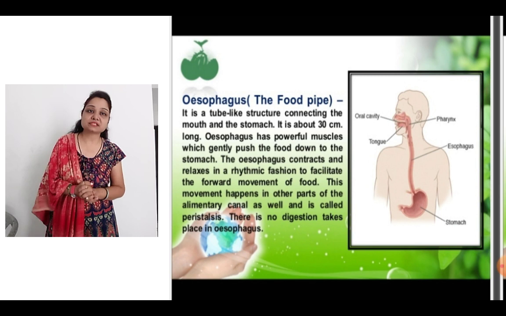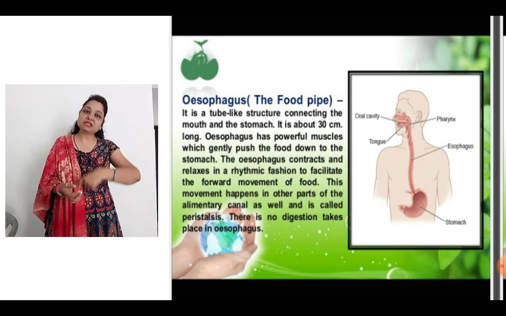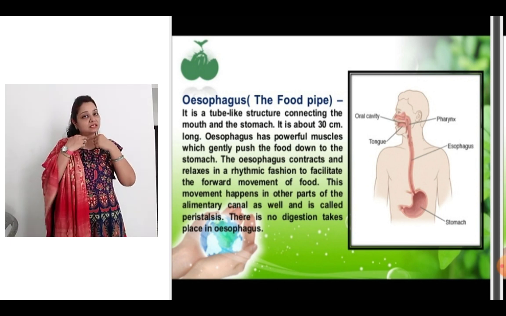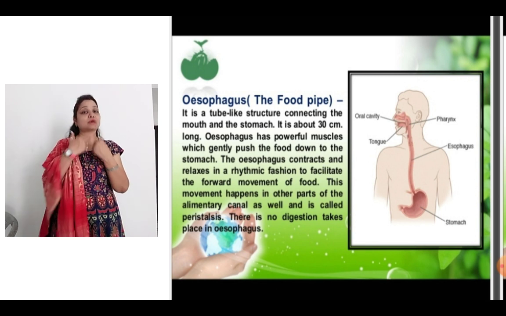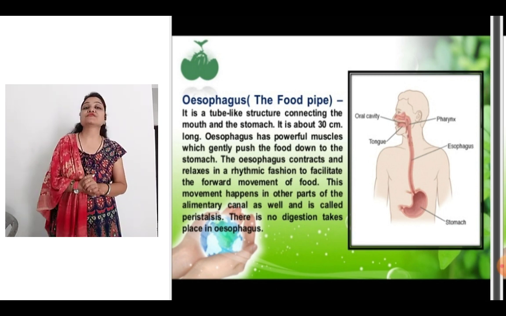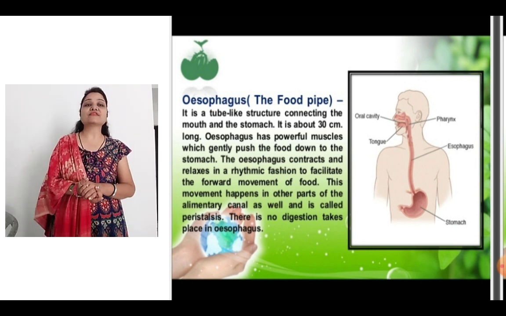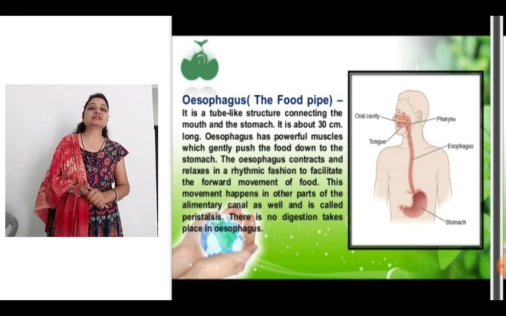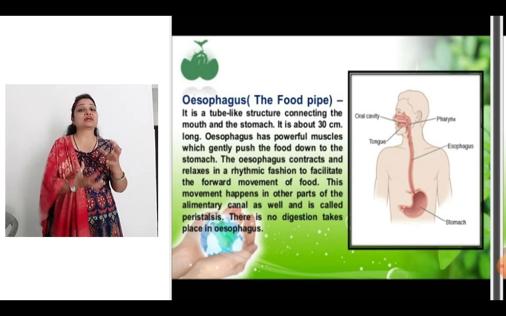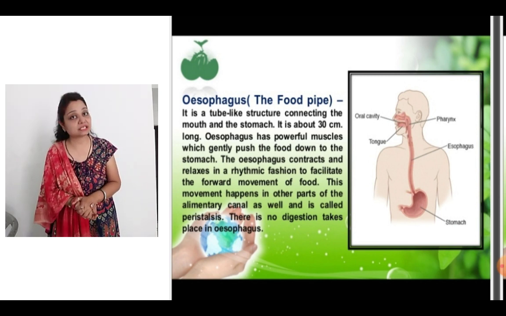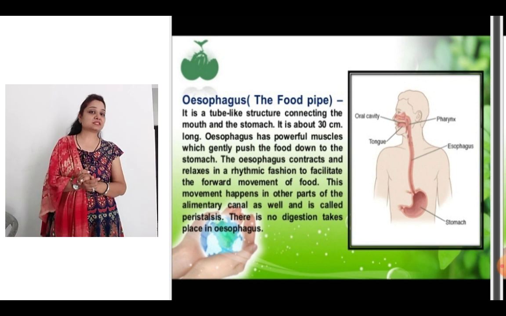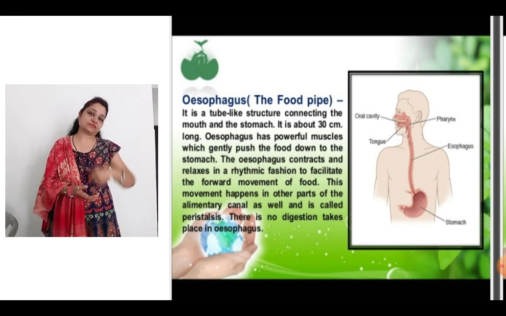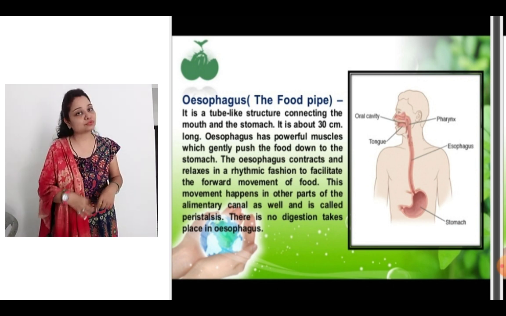It has powerful muscles which gently push the food down to the stomach. Because of the contraction and relaxation of these muscles, the food travels from the mouth to the stomach. The esophagus contracts and relaxes in a rhythmic fashion to facilitate the movement of the food. This rhythmic contraction and relaxation is called peristalsis. This question can also come: what do you mean by peristalsis? The answer is very easy. There is no digestion taking place in the esophagus. Only the food travels from mouth to the stomach.